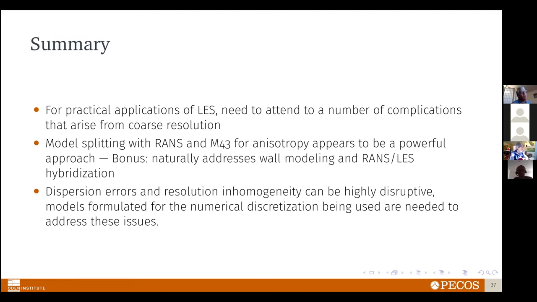The mean subgrid contribution to the Reynolds stress. Right. Sure. So RANS is only used as a tool to formulate a model for the subgrid contribution to the Reynolds stress. Okay, all right. Does that make sense? Right. Well, sort of.